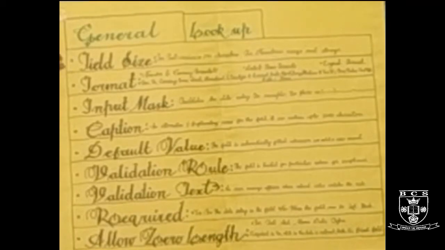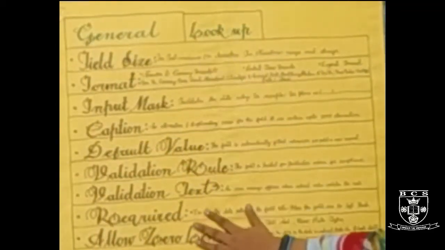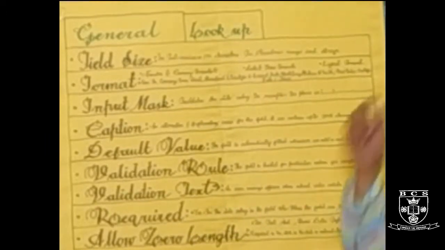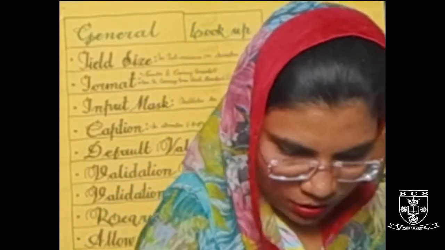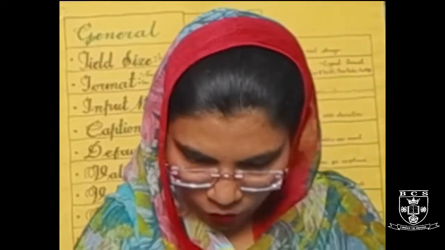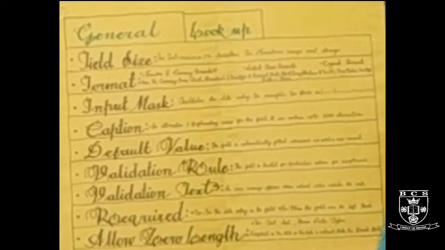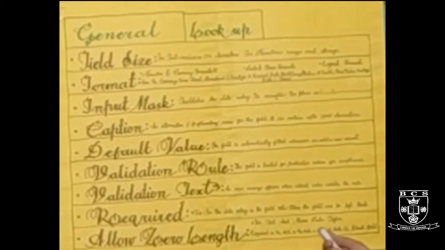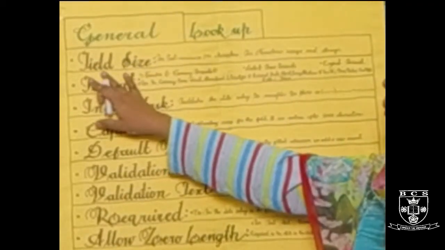The first one is the field size, then the format, then input mask, then caption, default value, validation rule, validation text, required, allow zero length. So talking about the first property of this sheet that I pasted to the board, the first property is field size, and this topic is present on book page number 29. From 29 we have all of these properties, and these properties are from the field properties pane. So this is the first property, that is field size.